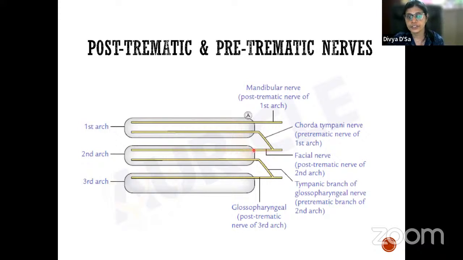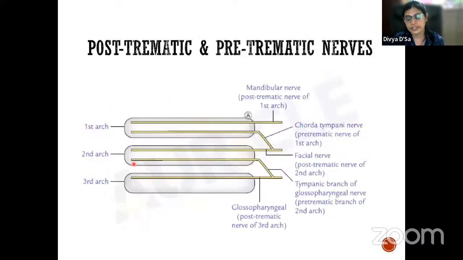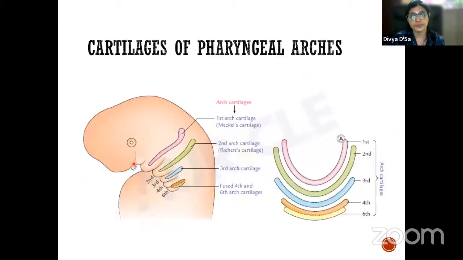For the second arch, the facial nerve is the main post-trematic nerve, whereas the pre-trematic is the tympanic branch of the glossopharyngeal. Then for the third arch, it has only the post-trematic, and the fourth arch will have the superior laryngeal, and the sixth arch will have the recurrent laryngeal nerve. So that is about the nerves. You just have to know which arch has which nerves.